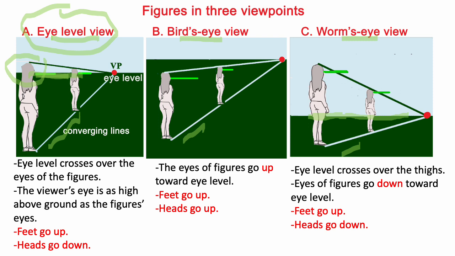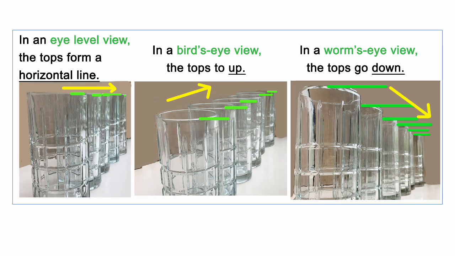In B, notice that the eyes of the figure, marked in green here, don't coincide with each other or with eye level, and they get closer and closer to eye level with distance. For the worm's eye view, these eye levels go down with distance and then get closer and closer to eye level with distance. So the patterns of the tops of the figures are unique to each viewpoint. This shows us that the pattern of the tops tells us the type of view.